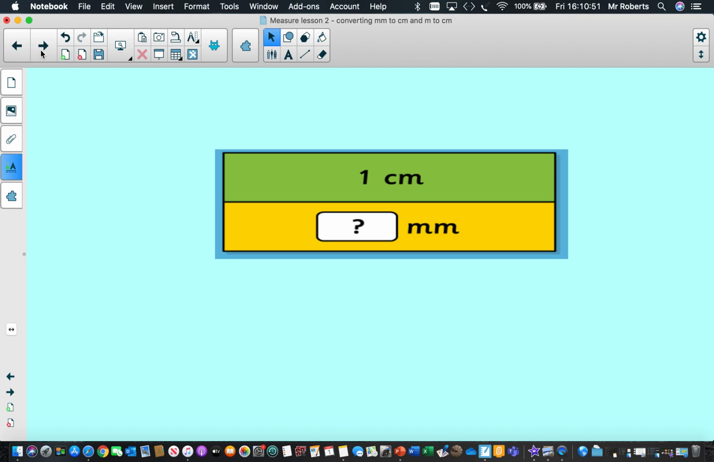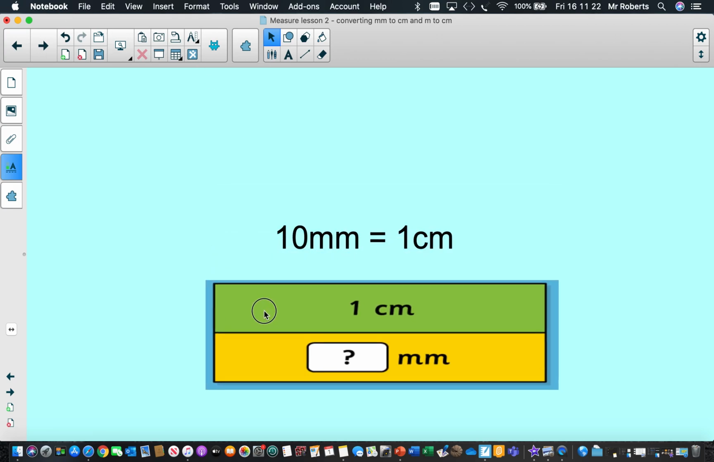I'll let you have a quick think about that. Some of you will be thinking to yourselves, okay, milli, I know that the prefix milli means 1,000, so I'm going to say 1,000. I'm afraid that's not right. Yes, milli does mean 1,000, but it means 1,000 millimetres in a metre. But we're looking today at converting between millimetres and centimetres. So the correct answer is 10.